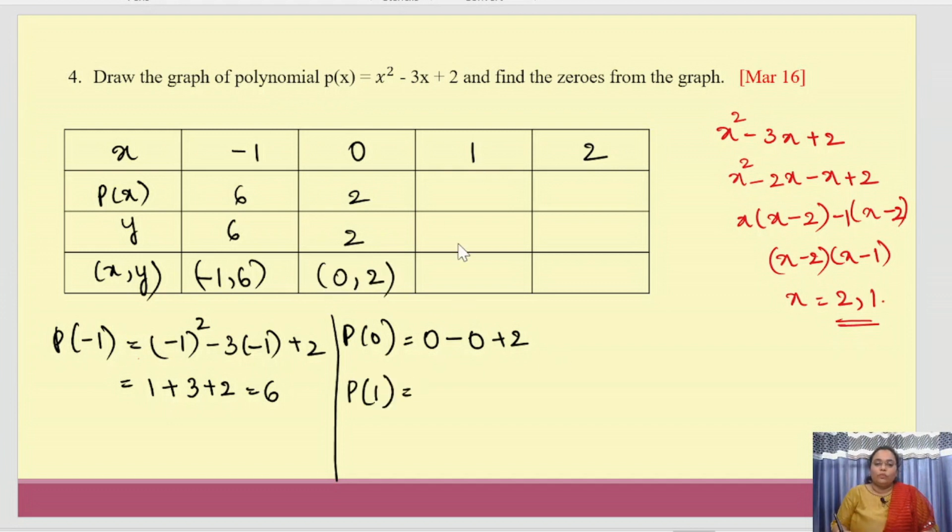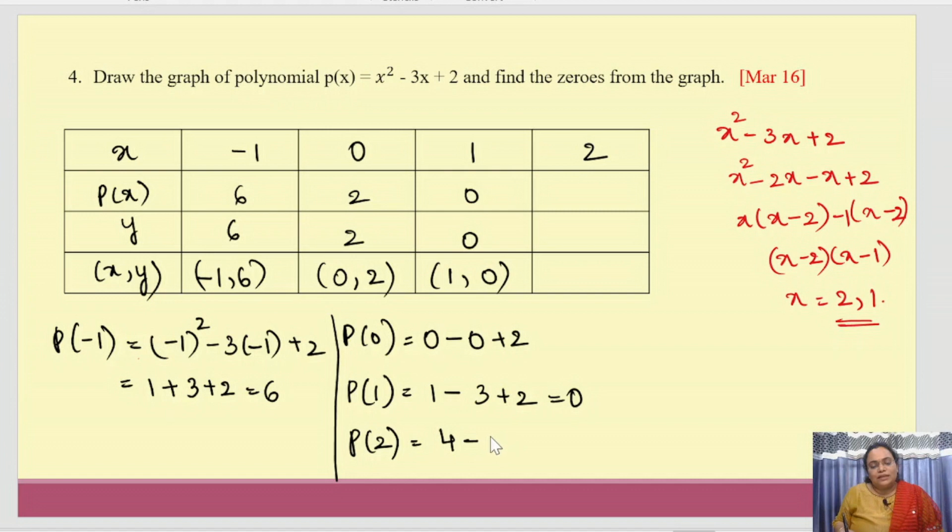If you substitute 1 in P of x, you will get 1 square is 1 minus 3 plus 2. You will get it as 0. Okay. So the coordinates will be 1, 0. And if you substitute 2 in P of x, you will get 2 square is 4 minus 3 of 2 plus 2. You will get 4 minus 6 plus 2, which is 0. Okay, so let us plot the graph.